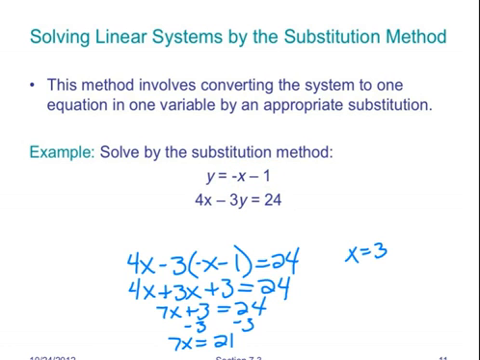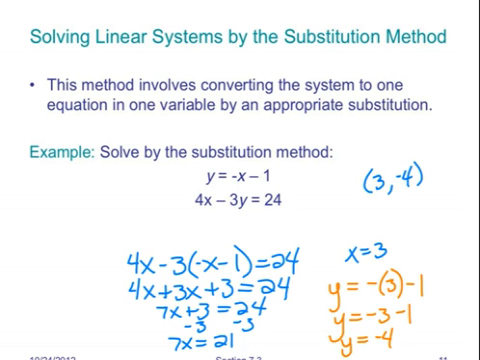So y equals negative. I'm going to replace the x value with 3, the number I just found, minus 1. And you get y equals negative 4. So the answer is the point 3, negative 4.